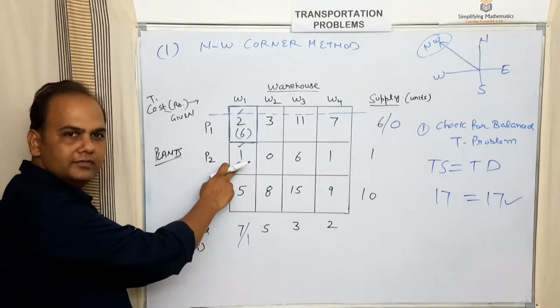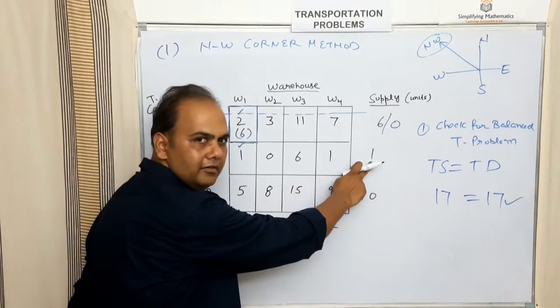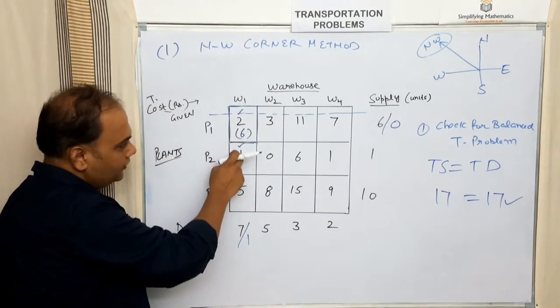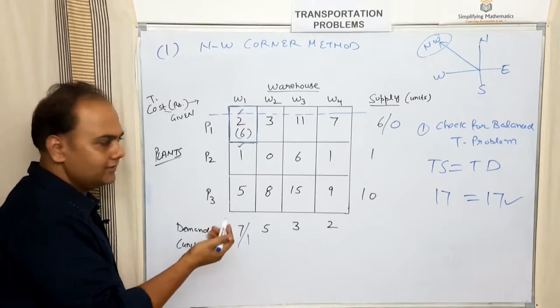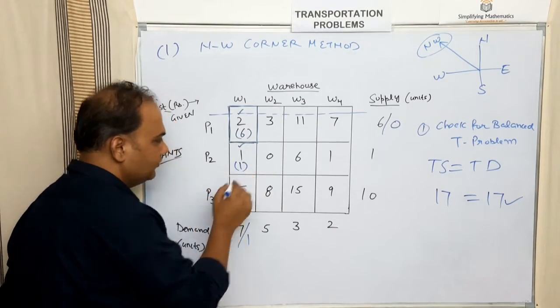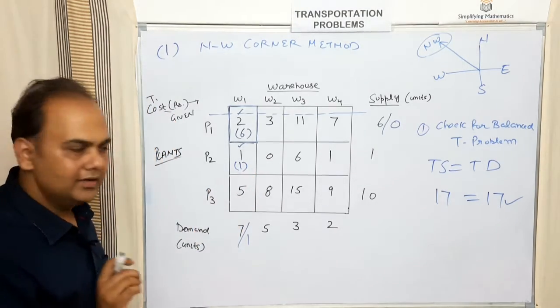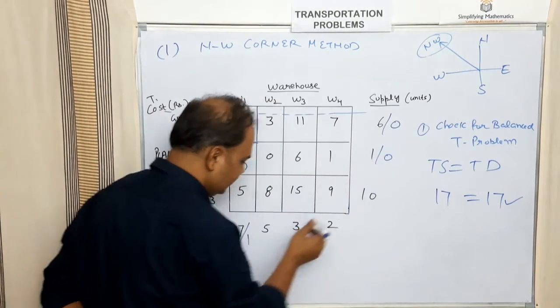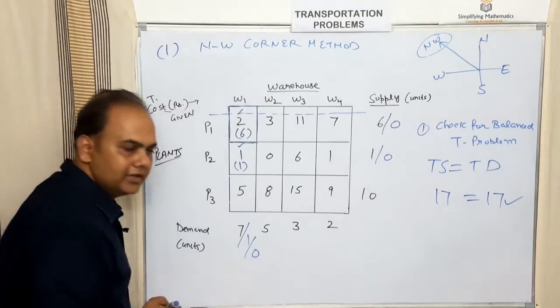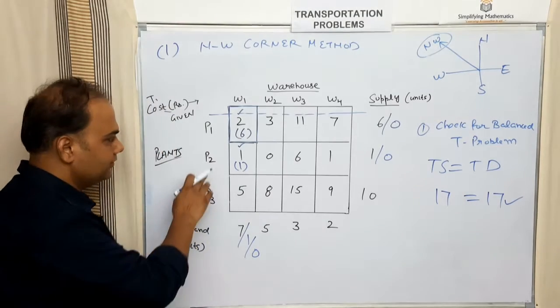Now corresponding to this value, what is the supply? 1. And corresponding to this value, what is the demand? 1. Okay, so which is minimum? Now these are the same, so therefore we have allocated 1 unit. After allocation of 1 unit, here we are left with what? 0. And the demand will also be how much? 0. So this means what?